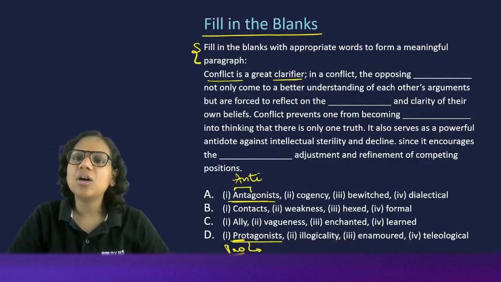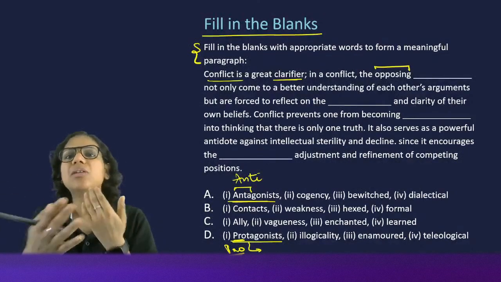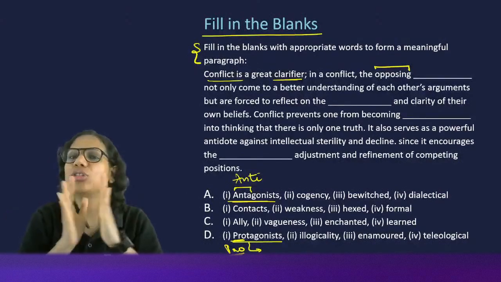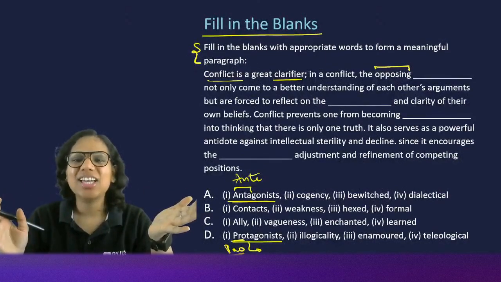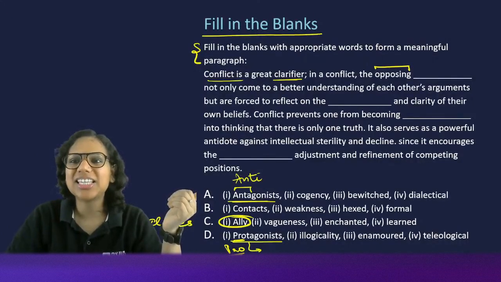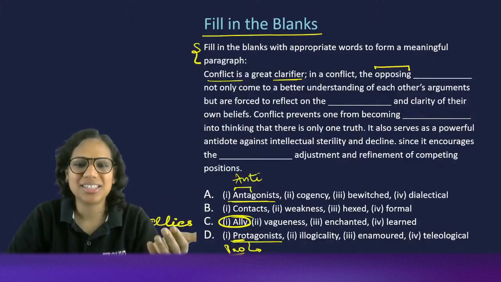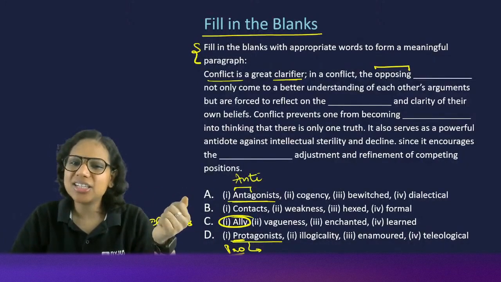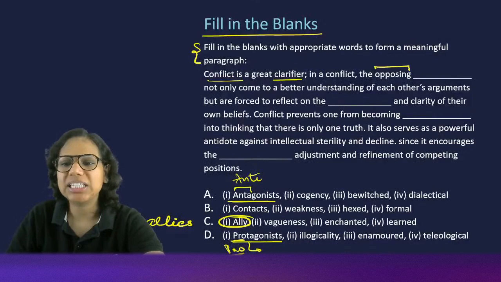In a conflict, when two parties oppose each other, they are not on the same page, so they are not each other's allies. First of all, this ally is incorrect. It should have been allies. In any case, I need a plural here, the opposing parties, plural. Contacts does not make much sense. So why do you say B?